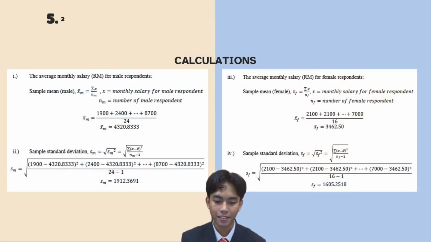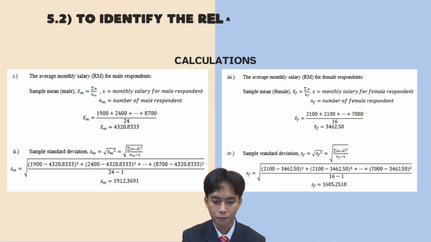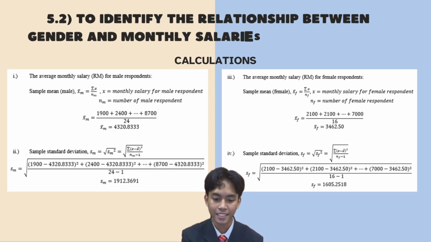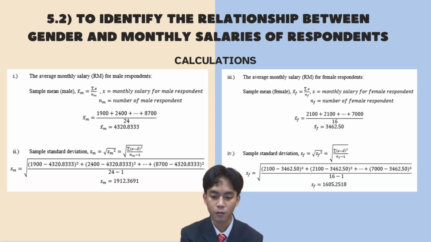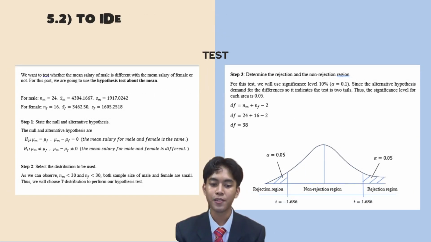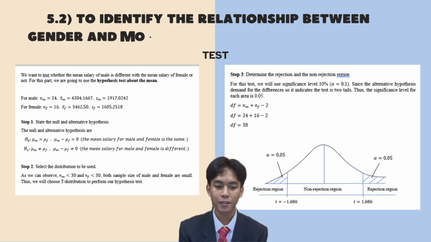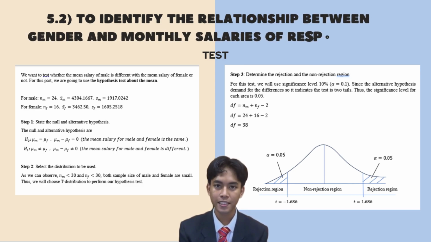Objective number 2. From the calculation, the average monthly salary and the standard deviation for male respondent is 4,320 ringgit and 83 cent and 1,912 ringgit and 37 cent. The average monthly salary and standard deviation for female respondent is 3,462 ringgit and 50 cent and 1,605 ringgit and 25 cent. We want to test whether the mean salary of male is different from the mean salary of female or not. For this part, we are going to use the hypothesis test about the mean for two populations.